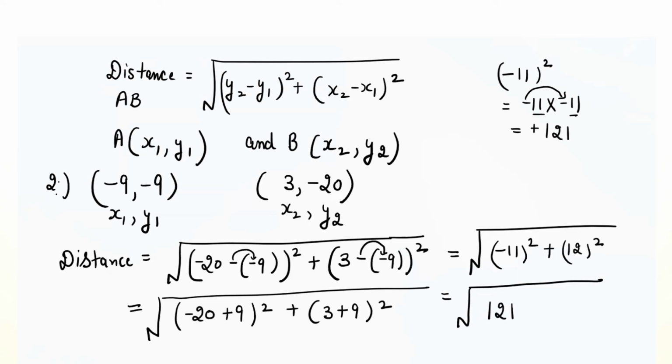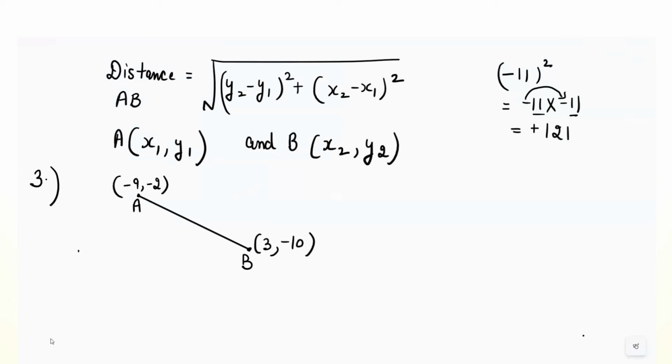We write 121 plus 144, and we get 265. The square root of 265 is 16.278, which is approximately 16.28.